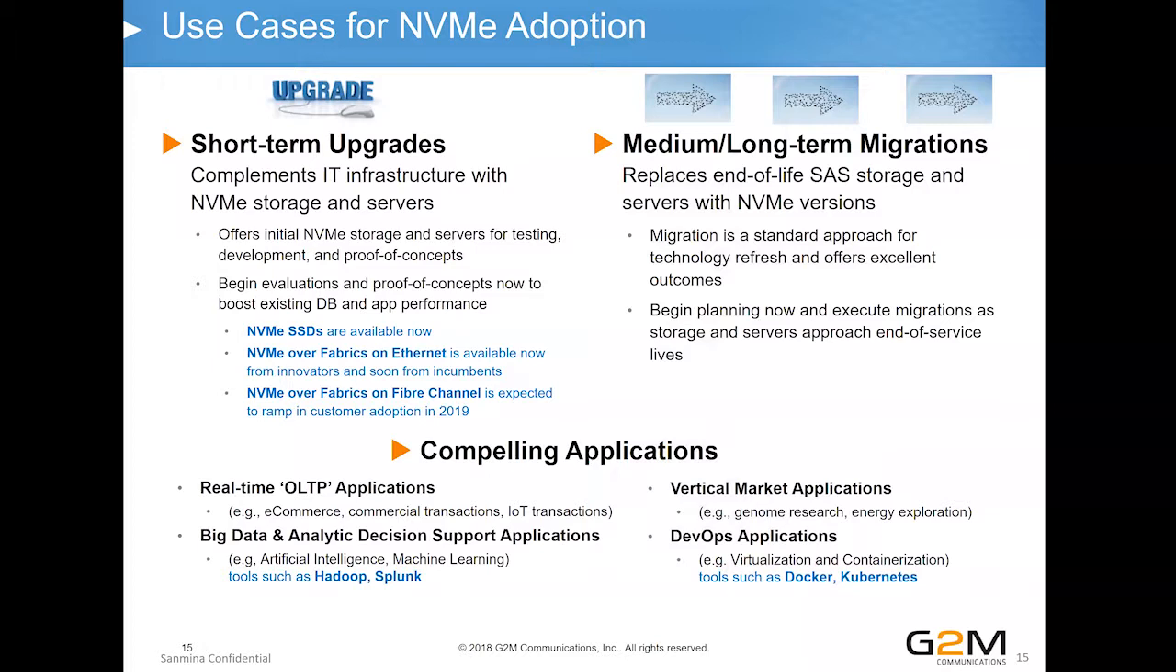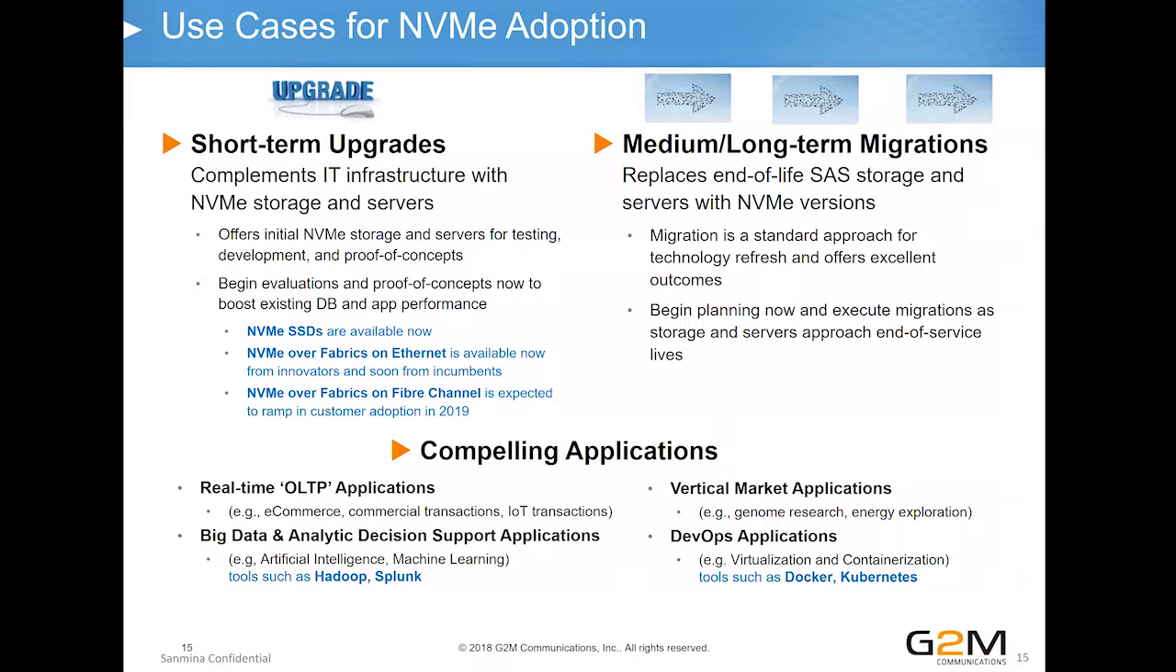So when we think about use cases for NVMe adoption, I think probably most of the folks on the call here today have a pretty good sense of what that is. And certainly Julie's touched on some key areas. But additional thoughts would be that we see clear short-term upgrade opportunities for customers to test and evaluate their workloads in a proof of concept fashion, and find incredible business value with the ability to boost performance for business critical database and other applications. NVMe SSDs are available now, obviously. NVMe over fabrics on Ethernet is available now as well, both from innovators and soon some larger incumbents.